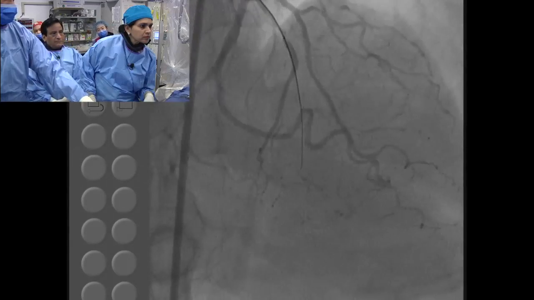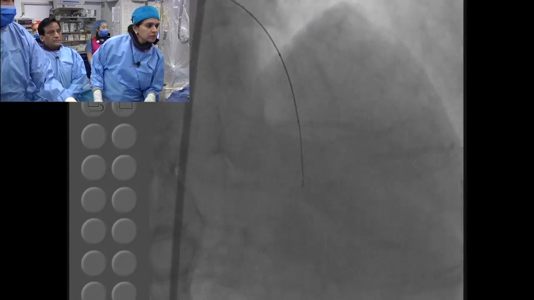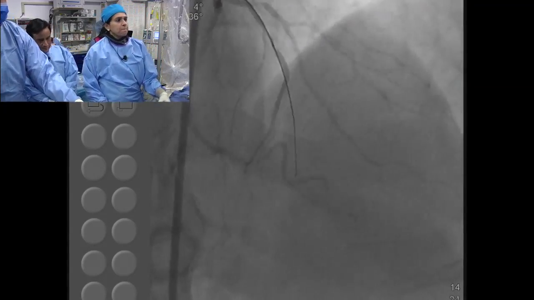Were 100% of the CTOs within the trial at Mount Sinai transfemoral? Yes. Okay.